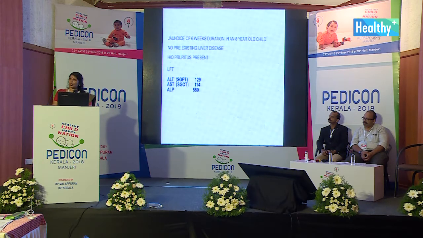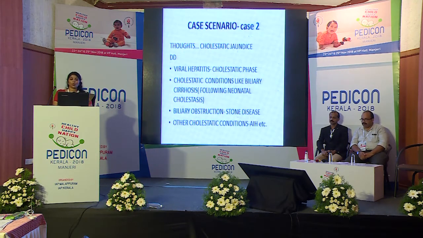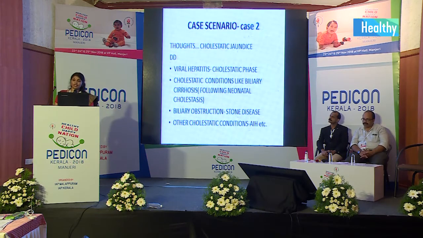The enzymes are showing an elevation of SGPT and SGOT, but it's not that marked. It is a moderate elevation of enzymes. The GGT and the alkaline phosphatase are elevated. The bilirubin is markedly high. The synthetic function and the INR are normal. So, thoughts. This is a cholestatic jaundice.